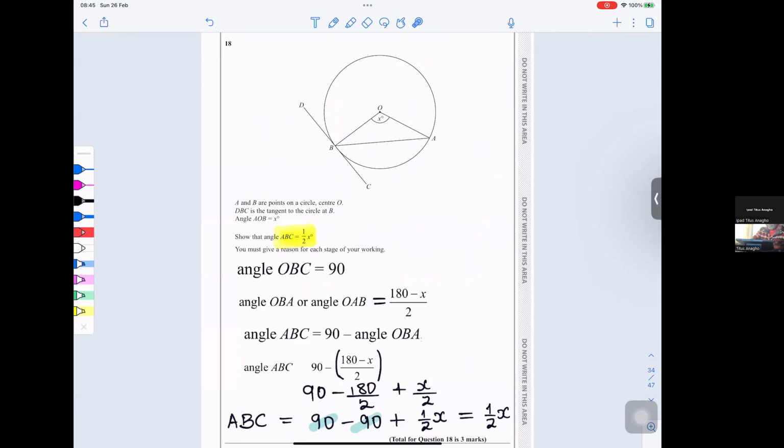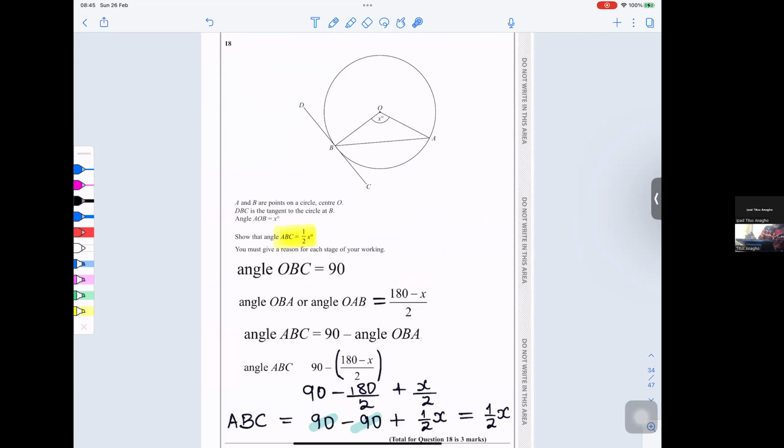Question number 18. A and B are points on a circle. The center is O. GBC is a tangent to the circle at B. Angle AOB is equal to x degrees. Show that angle ABC is 90 minus half x degrees. You must give a reason for each stage of your working.